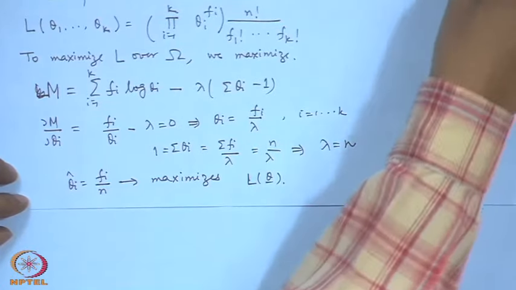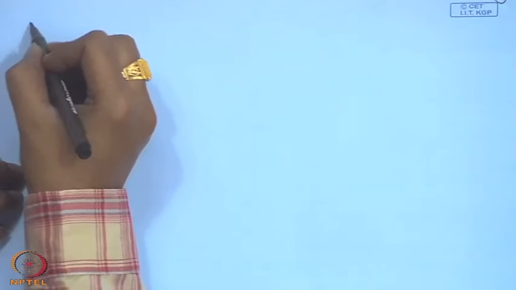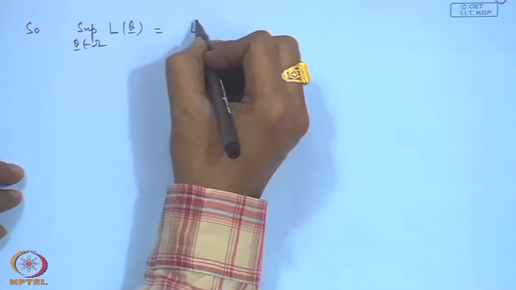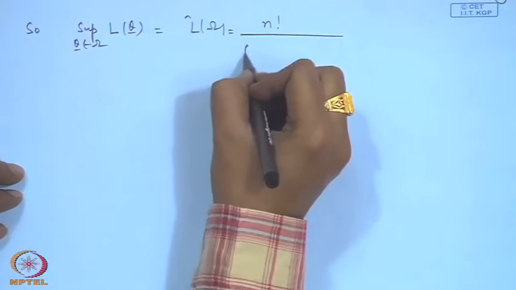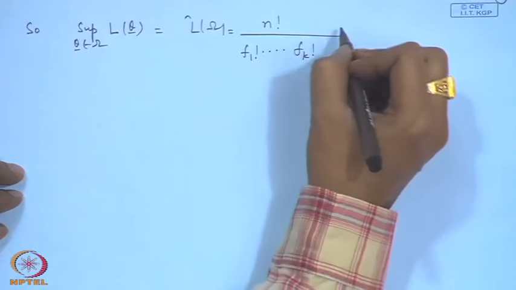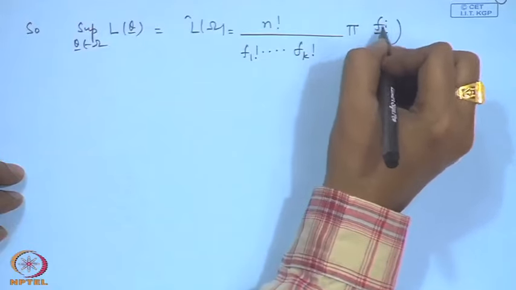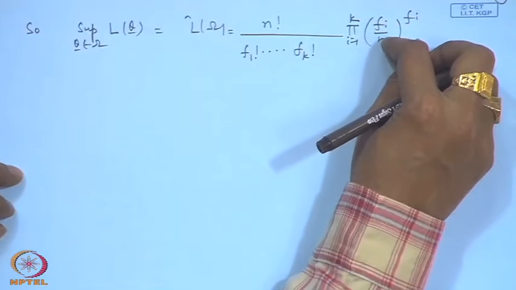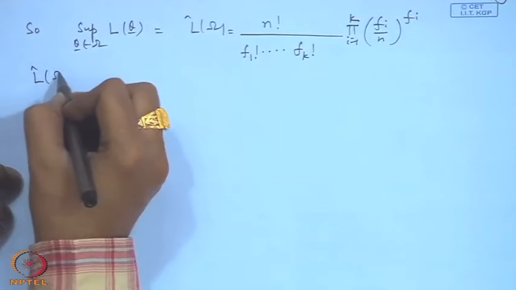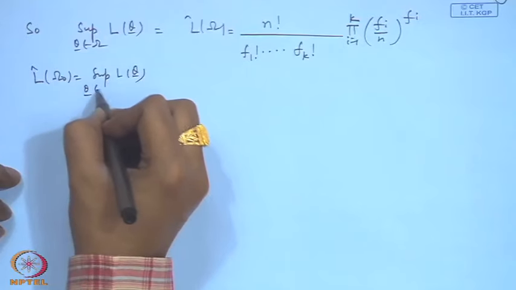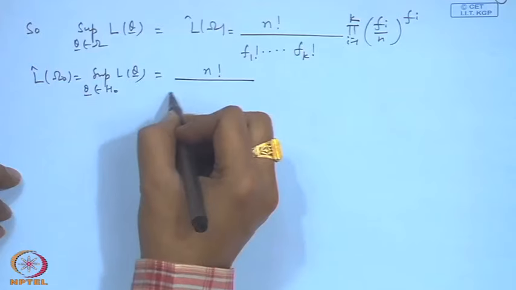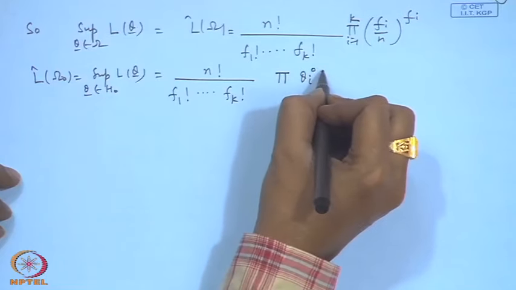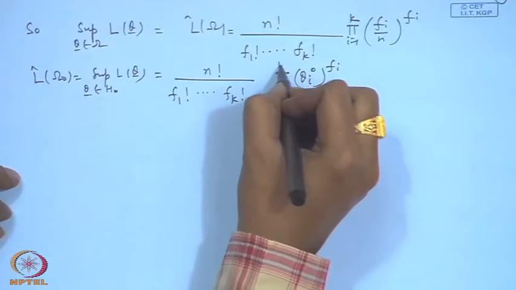So, what is the maximum value then? The supremum value of L theta for theta belonging to omega is L hat omega, that is equal to n factorial divided by f1 factorial and so on f k factorial, times product of (f i by n) to the power f i, i is equal to 1 to k, because I have substituted the value of theta i as f i by n here. And L hat omega naught, that means supremum of L theta for theta belonging to H naught, is equal to n factorial divided by f1 factorial, f2 factorial, f k factorial, times product of theta i naught to the power f i, i is equal to 1 to k.